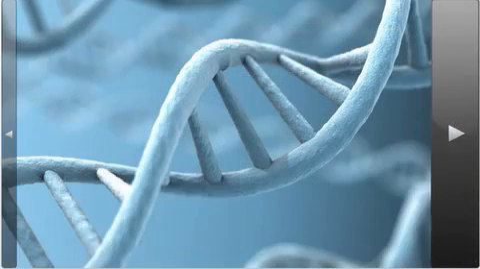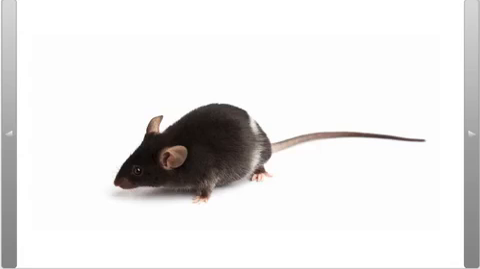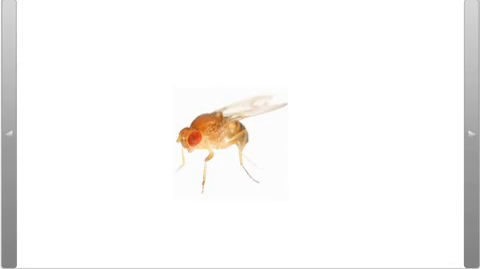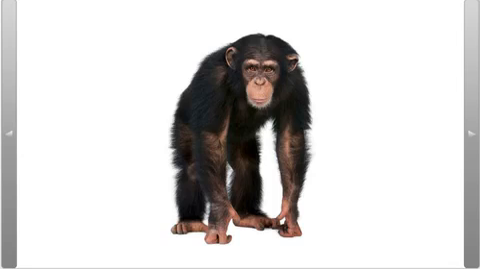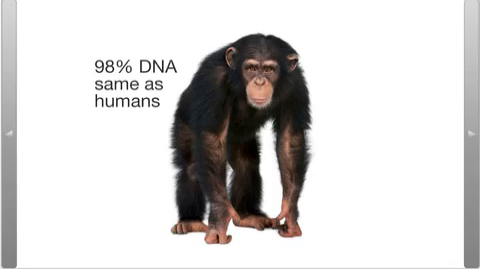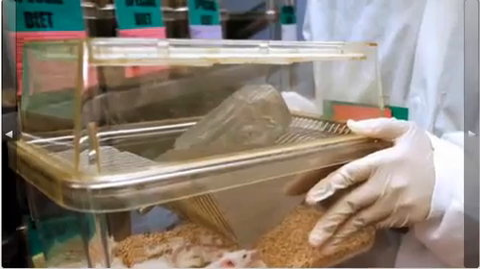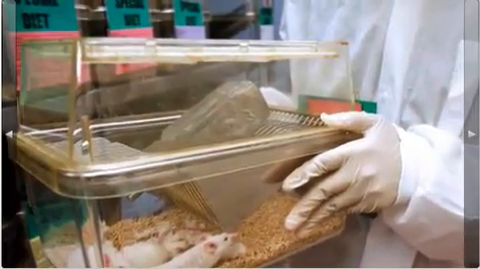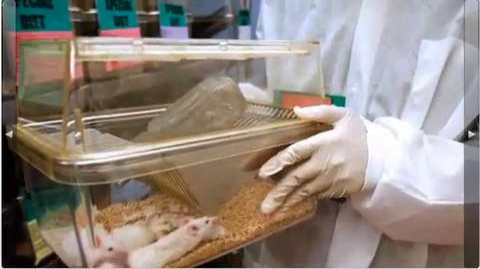Our DNA tells us we are more closely related to mice than to flies. And we know our closest living relative is the chimpanzee, because 98% of our DNA is the same. Because life is related, we can study other organisms to learn about our own biology.